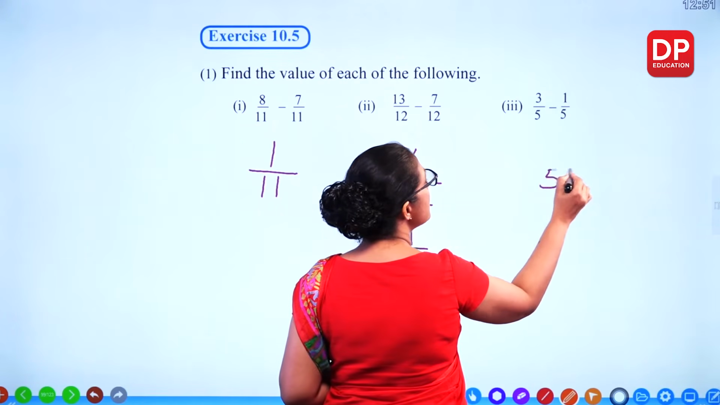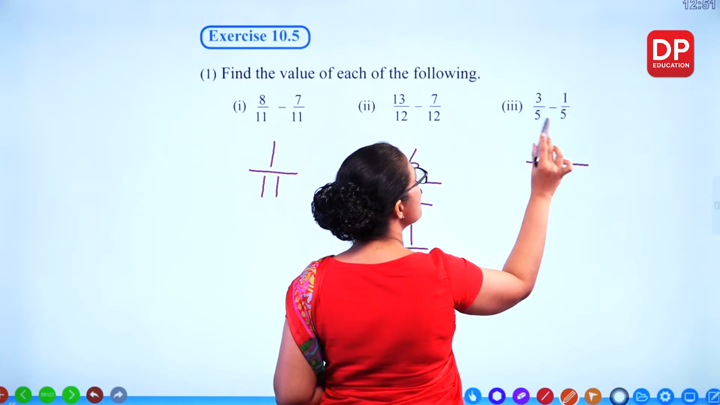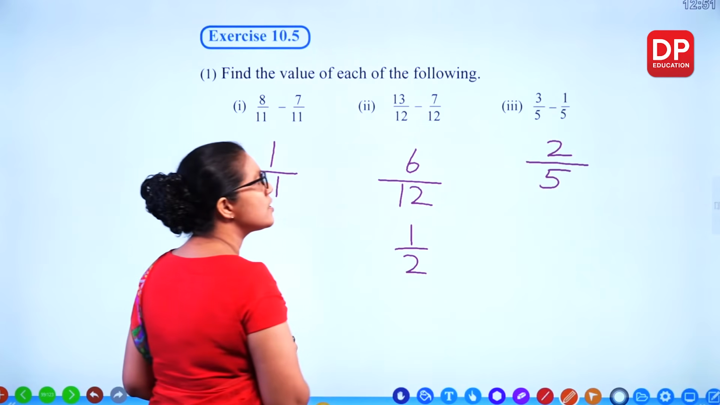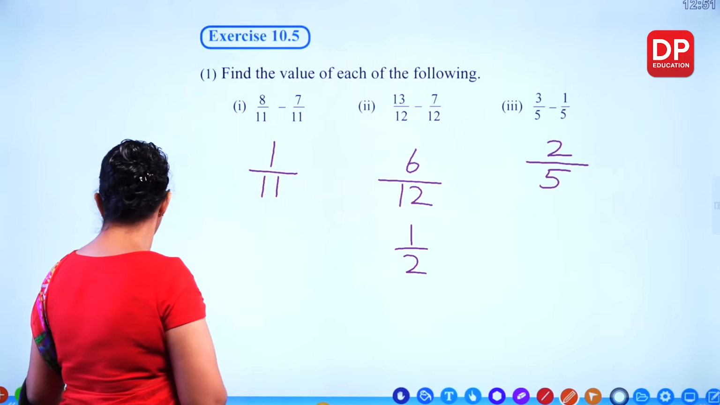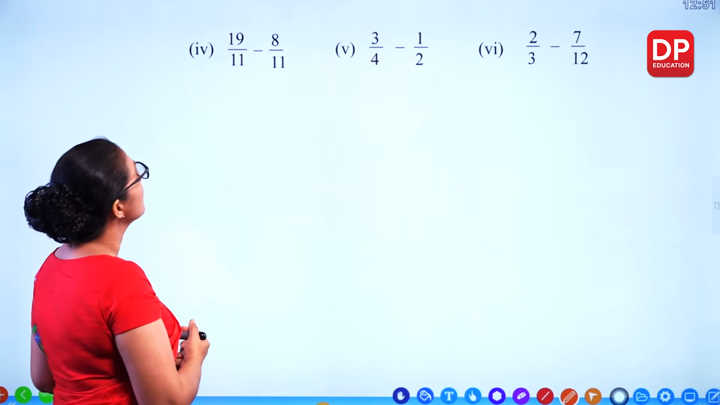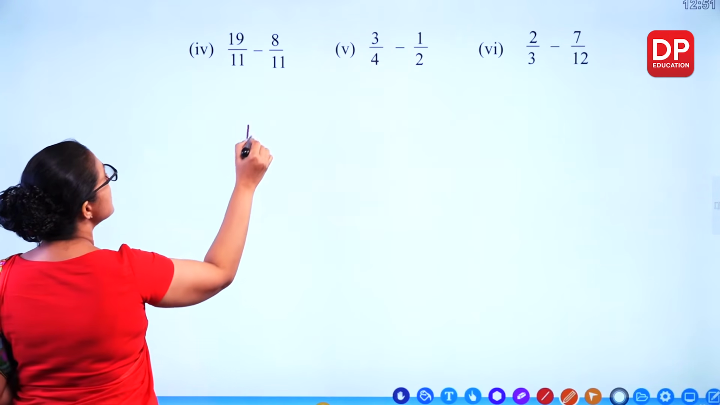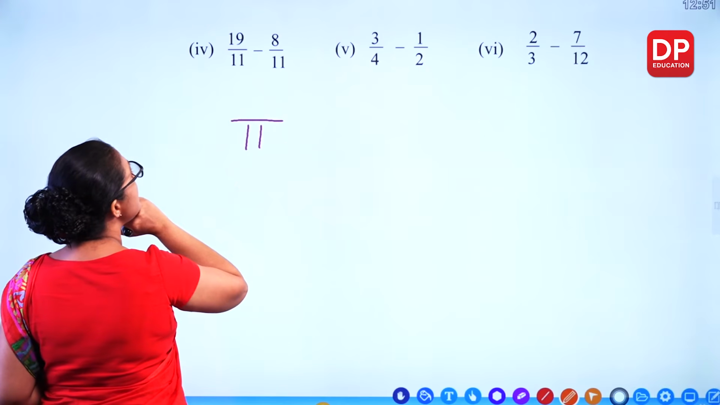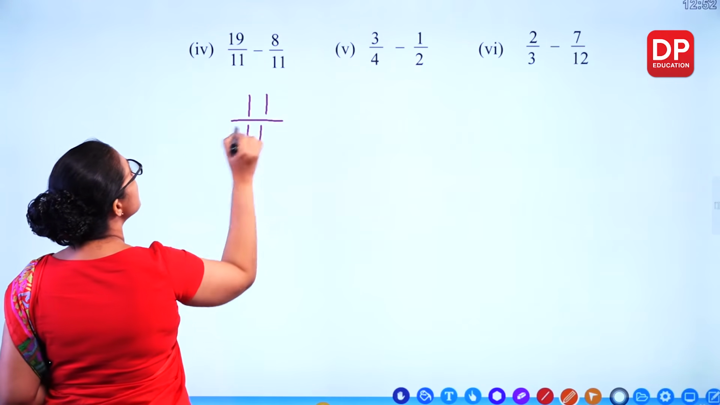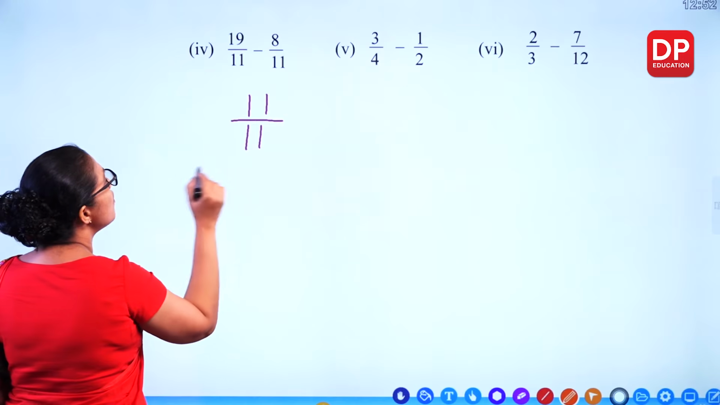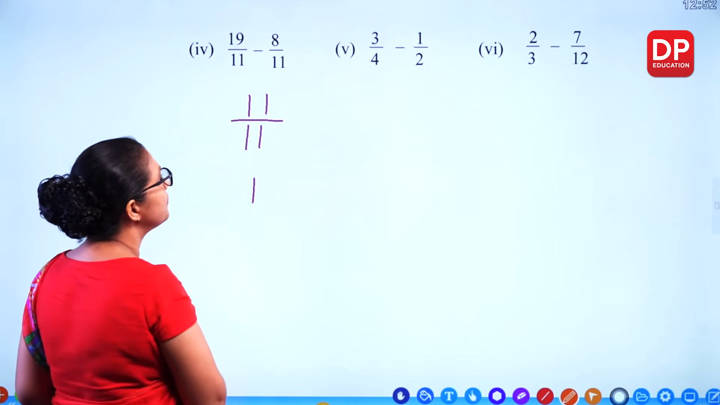Same denominator, subtract the numerators. 3 minus 1, you get 2. Same denominator, subtract the numerators. 19 minus 8, you get 11. 11 over 11, that's 1.